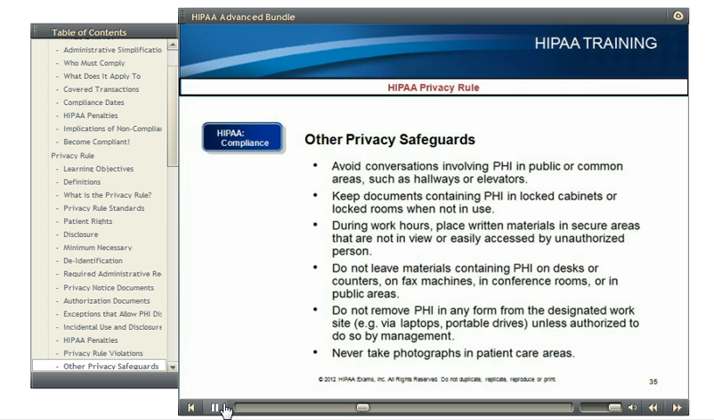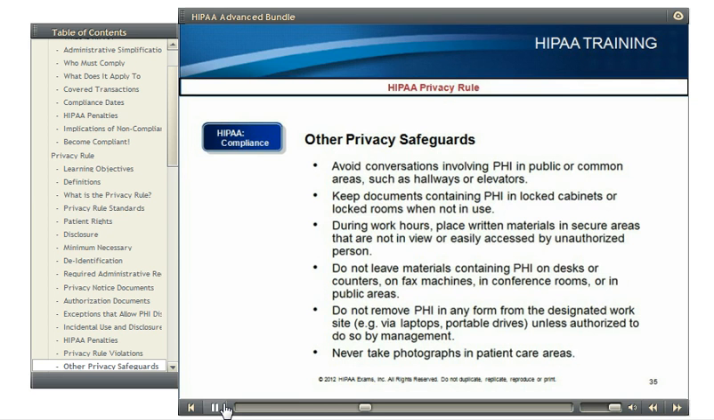Other privacy safeguards. Avoid conversations involving PHI in public or common areas, such as hallways or elevators. Keep documents containing PHI in locked cabinets or locked rooms when not in use. During work hours, place written materials in secure areas that are not in view or easily accessed by unauthorized persons. Do not leave materials containing PHI on desks or counters, on fax machines, in conference rooms, or in public areas.